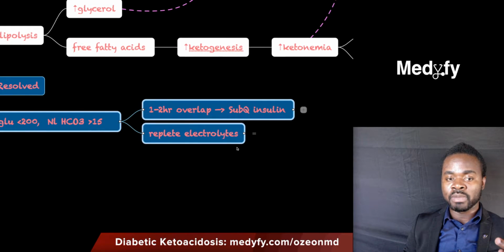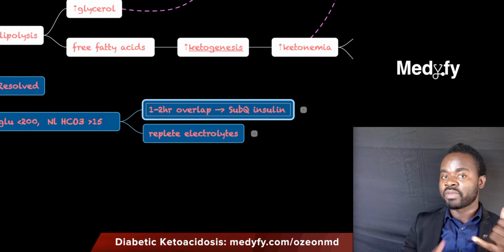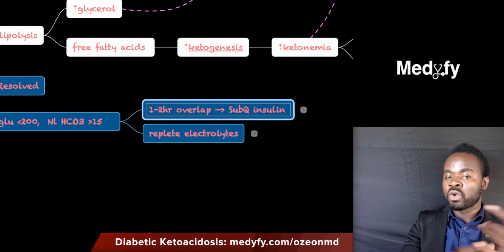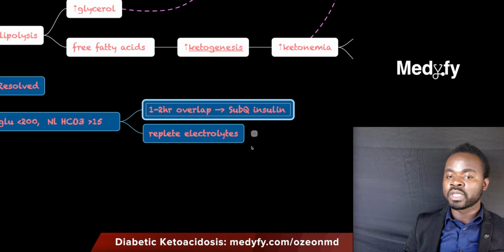So this is what we're talking about here. You have a 1 to 2 hour overlap window where you have to give insulin sub-Q while the insulin drip is continuing, and then you stop the drip in that window and just continue the person on sub-Q insulin. And of course, importantly, you want to replete the electrolytes.